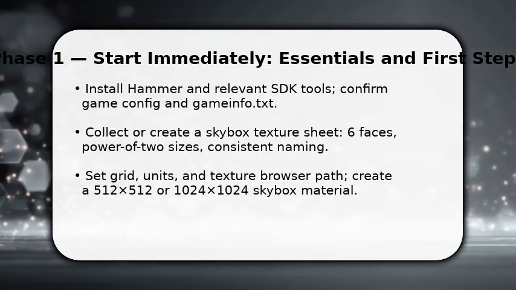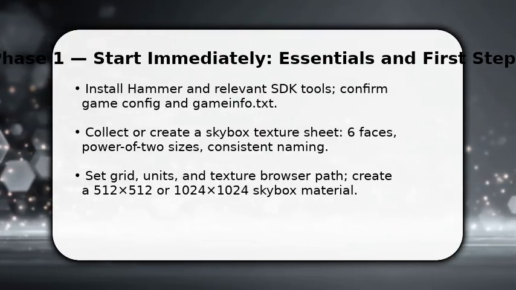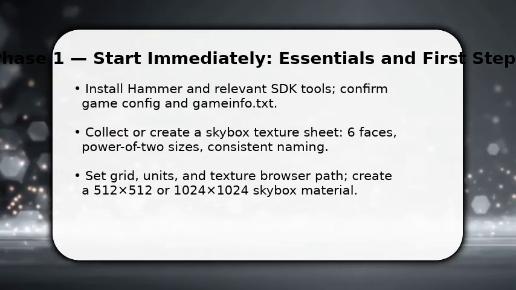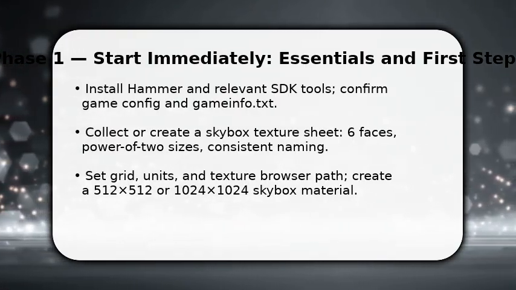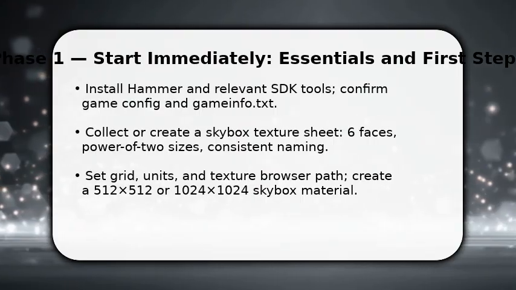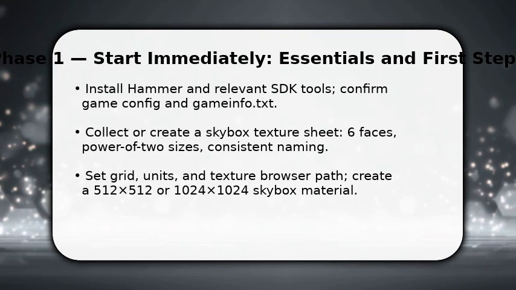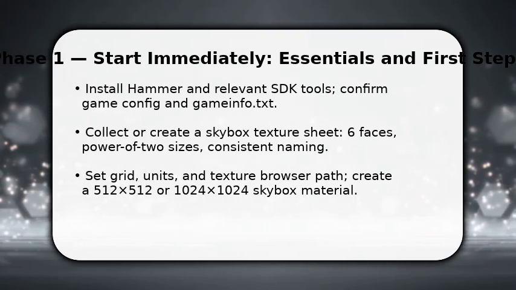Create a new material in Hammer or use a VMT/VTF pair and set the texture to a power of 2 resolution like 512 or 1024. Make sure to set the texture browser path and a convenient grid so you can start placing objects without wasting time.